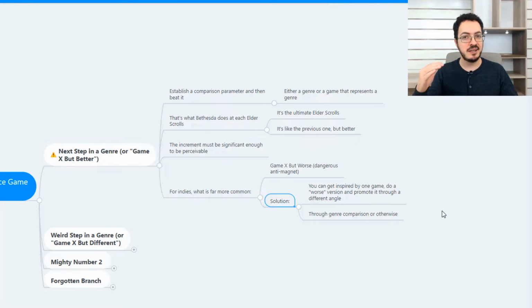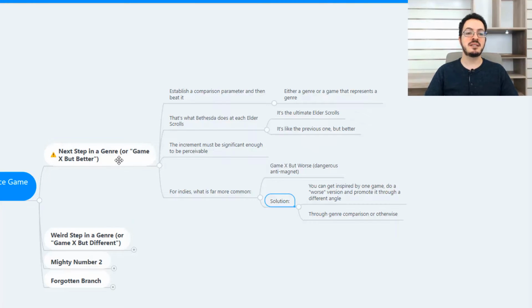And we'll talk about that in a second. But make sure, whether you are comparing yourself against a genre or a game, that you're establishing some sort of comparison parameter that you can either surpass, or get rid of that comparison parameter and do something different, right? And this is what the next magnet is about.